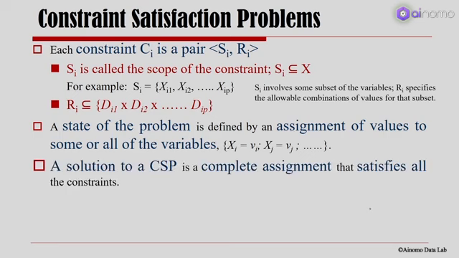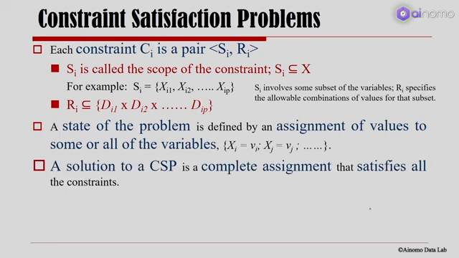A complete assignment is one in which every variable is mentioned, and an assignment is said to be legal or consistent if it does not violate any constraint. A solution is a consistent, complete assignment.